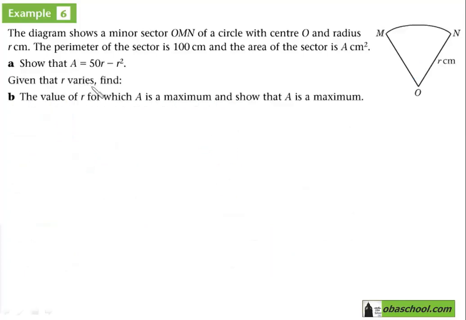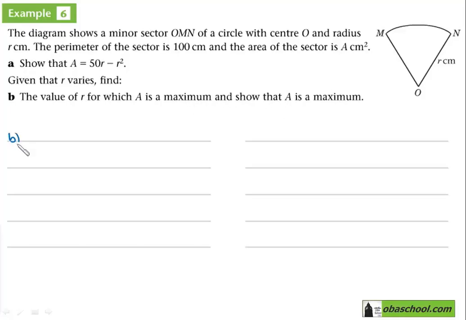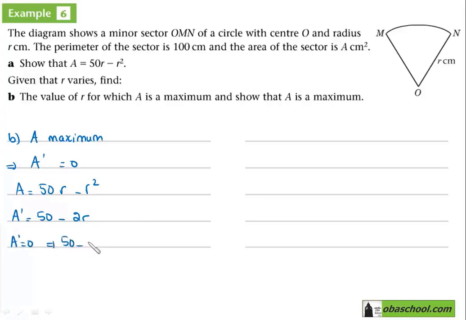Now for part B. Given that r varies, find the value of r for which A is a maximum and show that A is a maximum. If area is maximum, then it is a turning point. Thus, the gradient of A is equal to 0. A is 50r minus r squared. Now we will do the differentiation. It is 50 minus 2r. A prime is equal to 0, so 50 minus 2r is equal to 0.